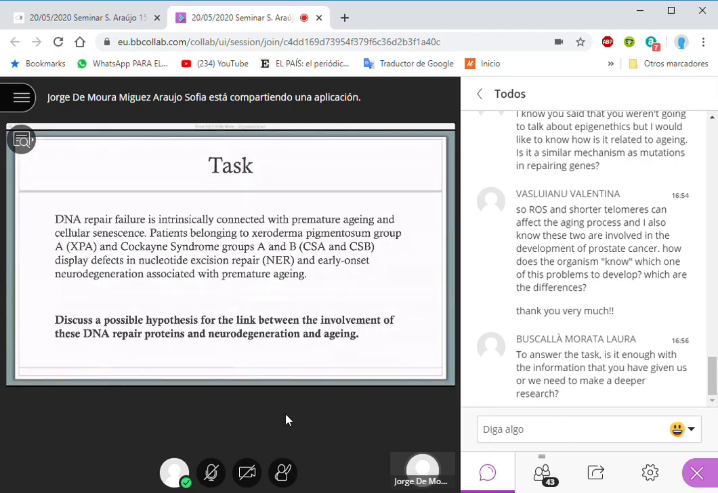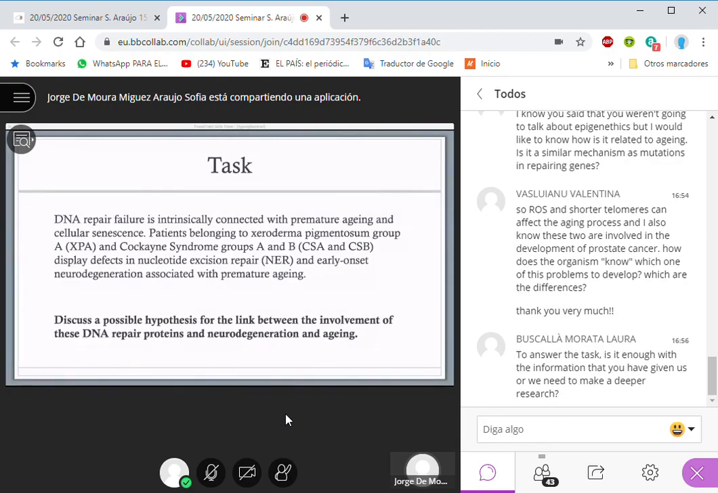You don't have to do a big bibliographic search to write a big research project. All I want is for you to think about hypotheses that will explain why these people have mutations in DNA repair proteins and, at the same time, develop neurodegeneration. Because remember, when we're talking about neurodegeneration, we're talking about cells that are not dividing, and so we have to be talking more about DNA damage, obviously, than any mutation.